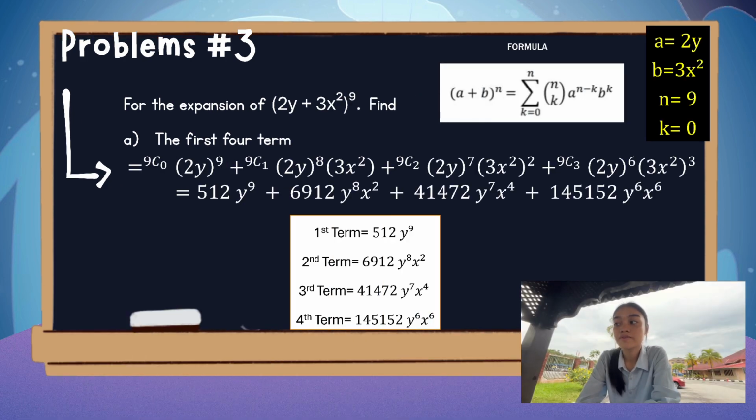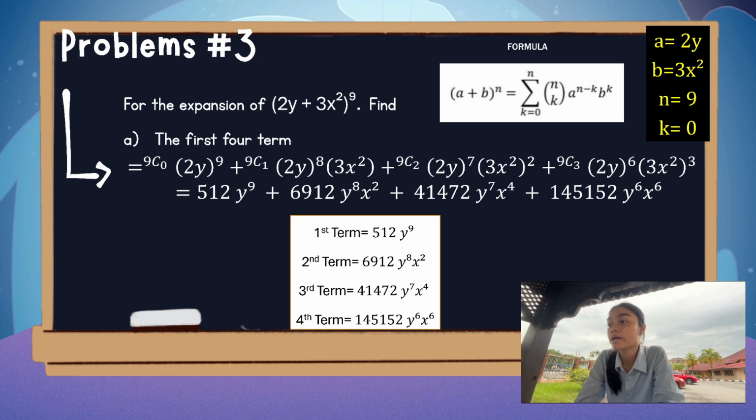We will start with the first question, which is A, find the first 4 terms for the expansion of (2y plus 3x squared) to the power of 9. This is the formula to find the value for the term. The question asks for only the first 4 terms. As we can see here, the value of A is 2y, B is 3x squared, N is 9, and our K is 0. Why 0? Because the question only asks for the first 4 terms, so it will start with 0, 1, 2, and 3.